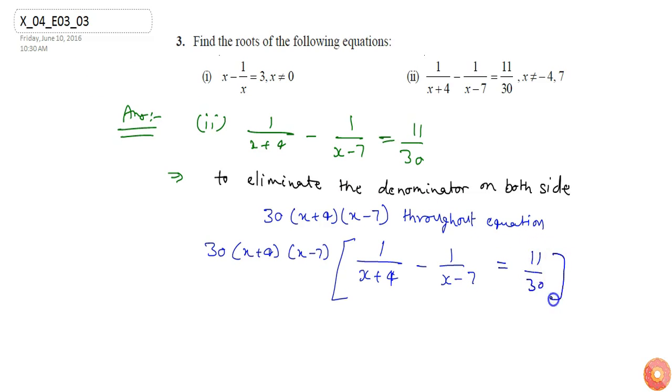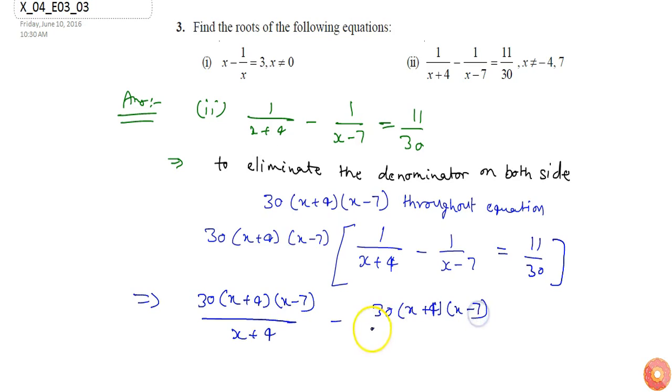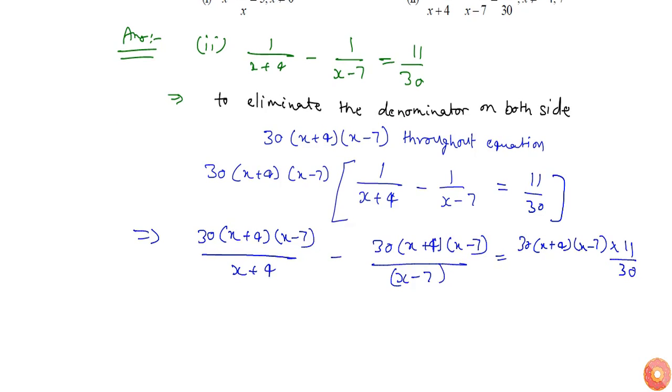11 by 30. So I can write 30 into x plus 4 into x minus 7 divided by x plus 4 minus 30 into x plus 4 into x minus 7 divided by x minus 7, and here 30 into x plus 4 into x minus 7 into 11 by 30. So from here I can cancel the x plus 4 on both numerator and denominator, x minus 7 on both numerator and denominator, and 30 from both numerator and denominator.